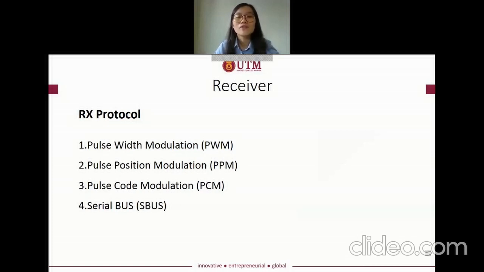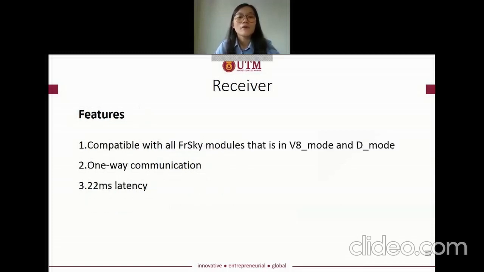Basically, it's an invention of UART communication signal. For the feature, the receiver is compatible with all FrSky modules that are in V8 mode and D mode. Therefore, the receiver can bind with the transmitter. However, it allows only one-way communication, which means that it can only receive the transmitted signal but cannot send information back to the transmitter. Last, it has a latency of 22 milliseconds.